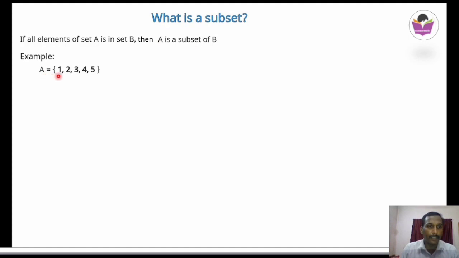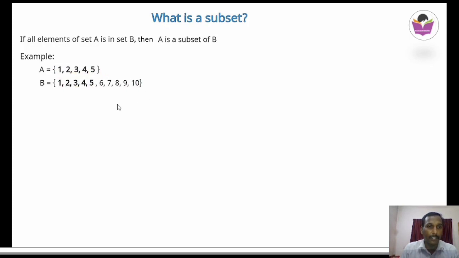A is equal to the set of 1, 2, 3, 4, 5, the first 5 natural numbers, and B is equal to the first 10 natural numbers. So here it is highlighted 1, 2, 3, 4, 5, and here also 1, 2, 3, 4, 5. These 5 elements are the same in both the sets. And B is having some other elements also, 6, 7, 8, 9, 10. A is having 5 elements, the same elements are there in B also, and B is having some additional elements as well.